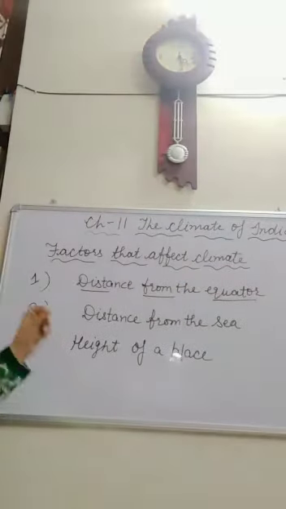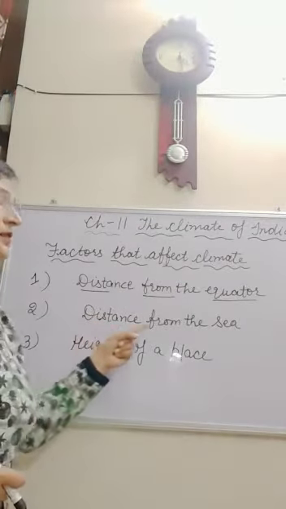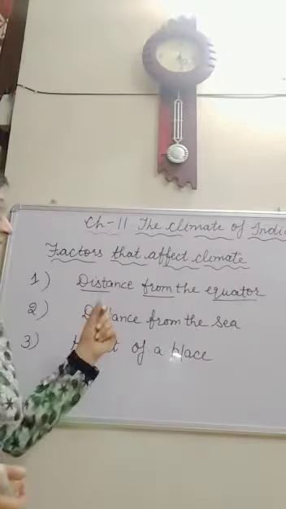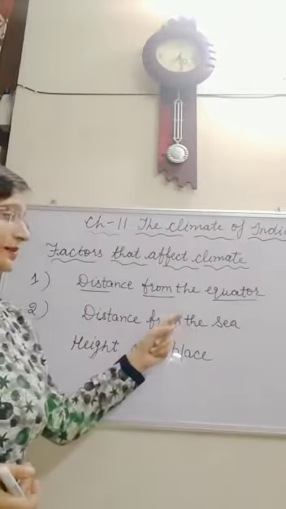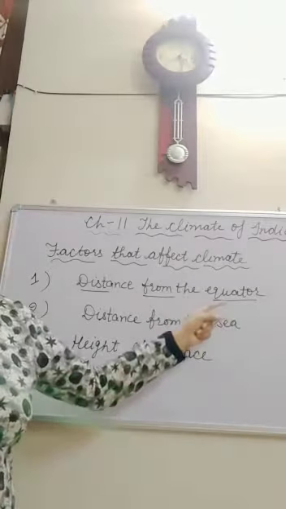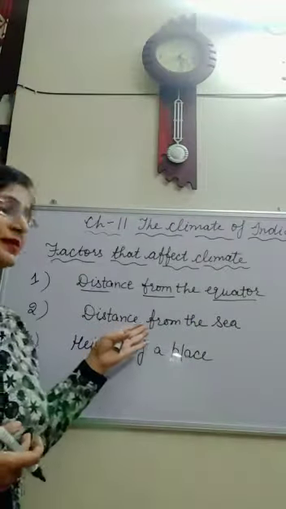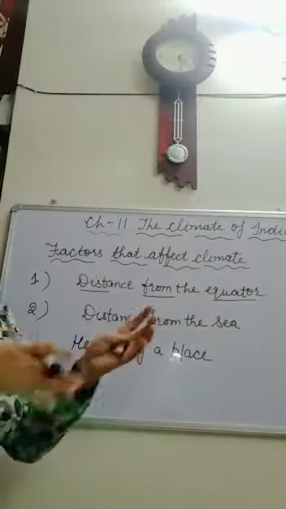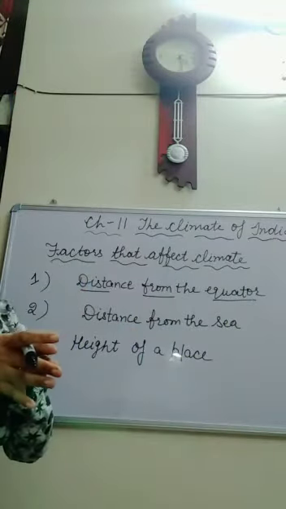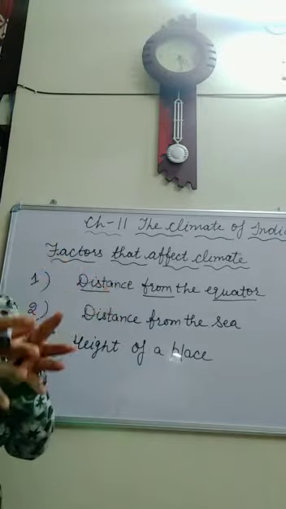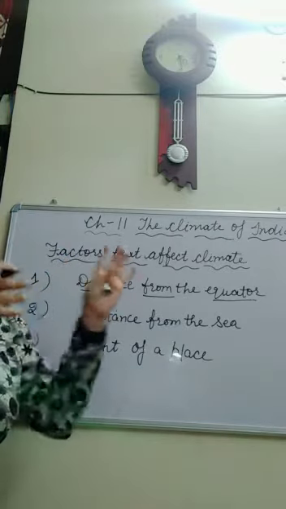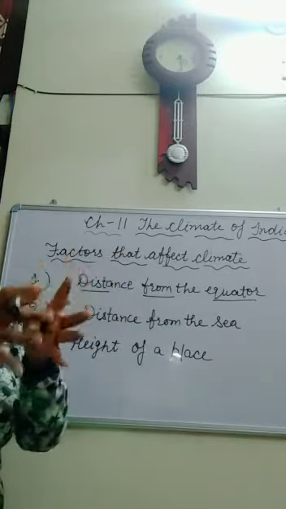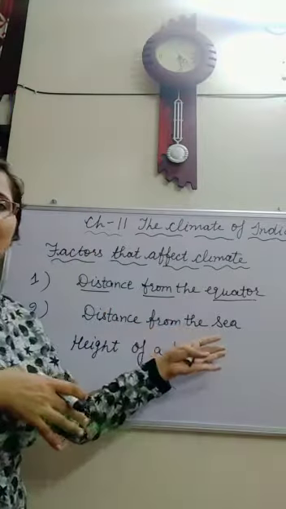Okay. So number 2 factor is distance from the sea. That is the number 2 factor, distance from the sea. And we can say that places near the sea. So dear children, places which are nearest the sea, the sea has a moderating influence on the region close to it.